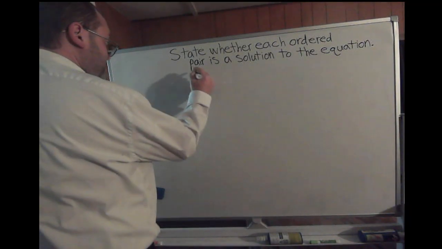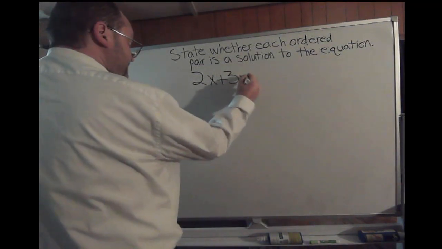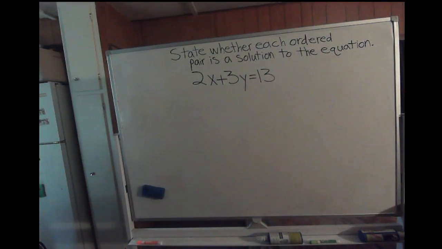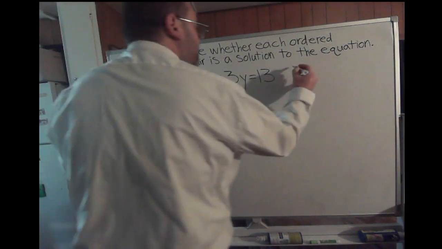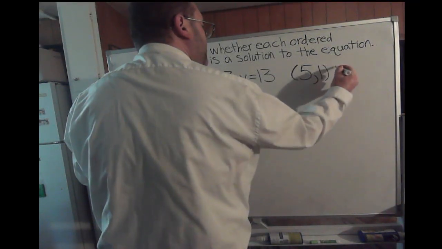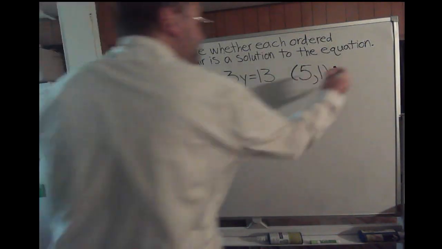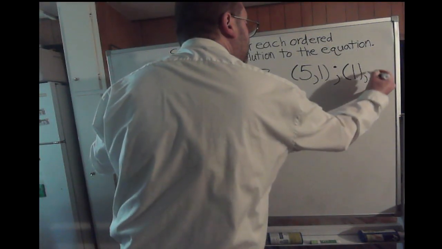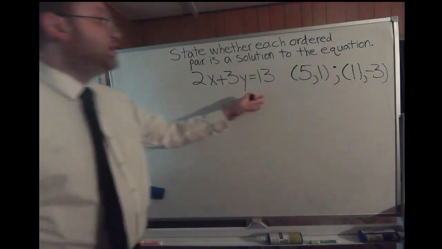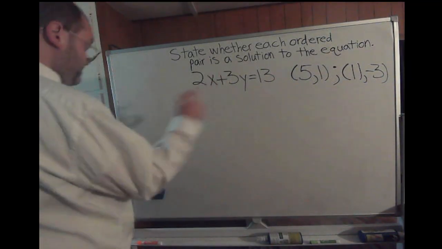Let's see. How about 2x plus 3y equals 13? We want to know, is the ordered pair 5, 1 and the ordered pair 11, negative 3, would those be considered solutions to 2x plus 3y equal to 13? Would that work? Well, let's start with 5, 1.